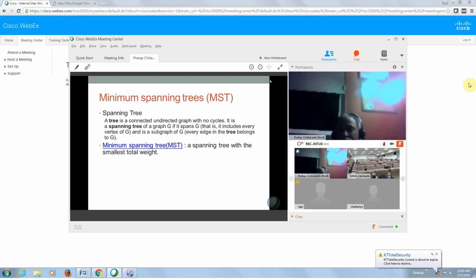A tree is nothing but a connected undirected graph with no cycles. Remember, it cannot have cycles. It should always have a root, and then it should grow from there. It's undirected. It's not a DAG; a DAG is a directed graph. Now, what is a spanning tree? We are always talking about a spanning tree of a graph G. If it spans G, what it means is every vertex of G is included.